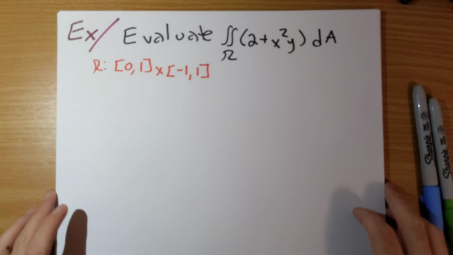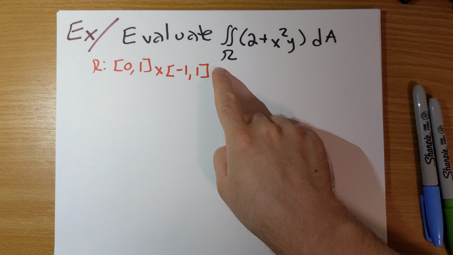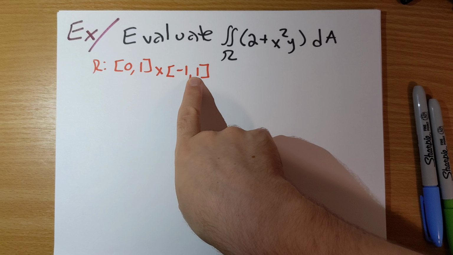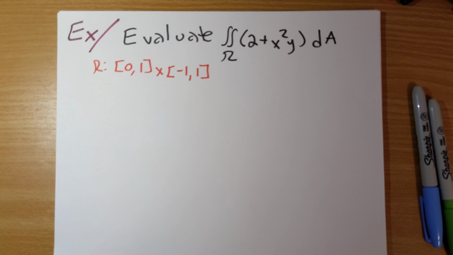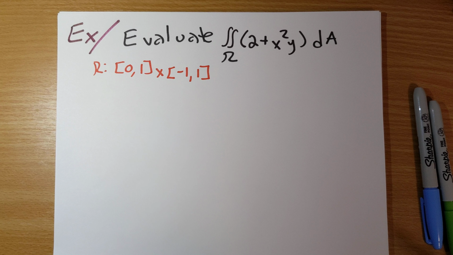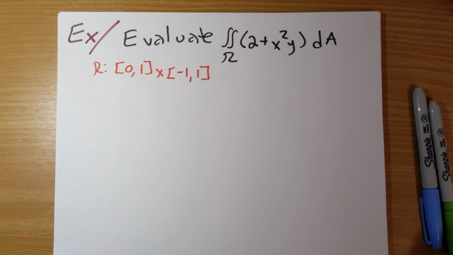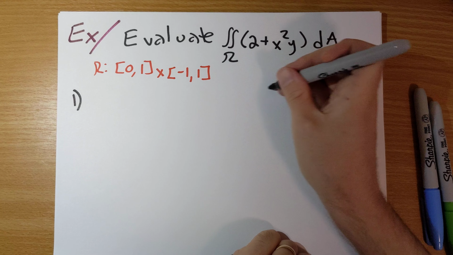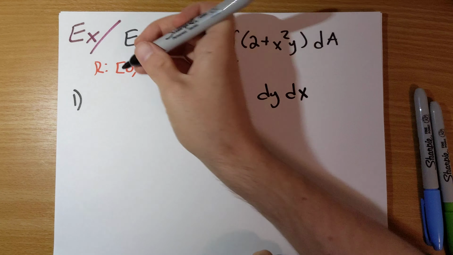Let's go ahead and do an example of this. Let's evaluate the integral over R, where R is x runs from 0 to 1, y runs from negative 1 to 1, of 2 plus x squared y. Now, we have two different ways to do this depending on which order we do our iterated integral. There's not a good or a bad choice in this particular case, so let's just do one after the other. For the first one, let's do a dy dx integral.